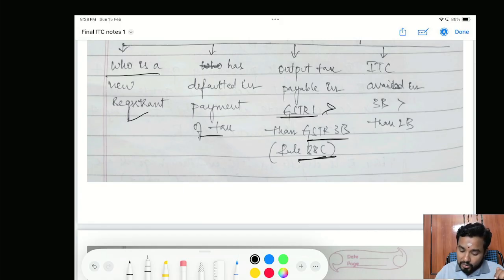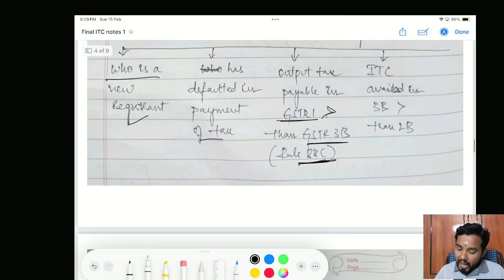So this is violation of rule 88C. Now, you being a recipient, you have purchased goods from a supplier, and that supplier's GSTR 1 tax liability is greater than what was actually paid in GSTR 3B. Then there is a risk of your ITC becoming partially or wholly ineligible in GSTR 2B.